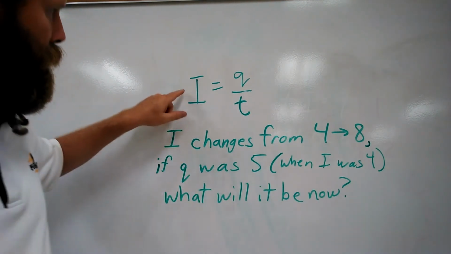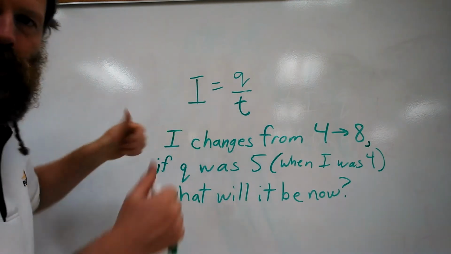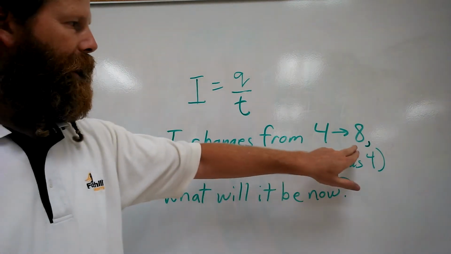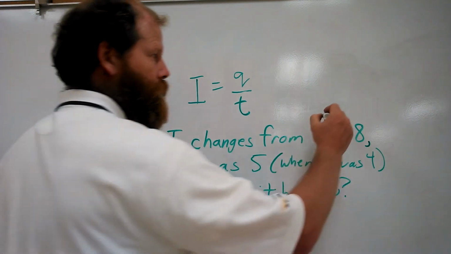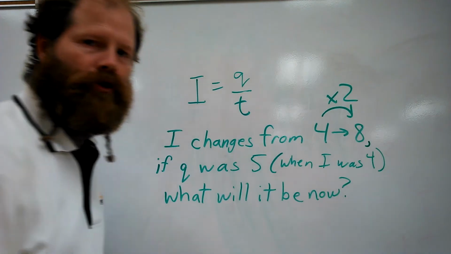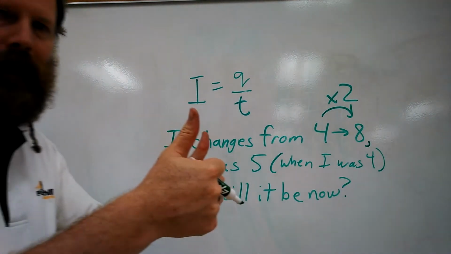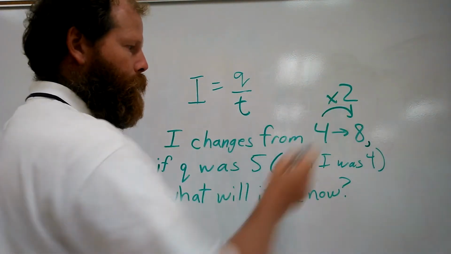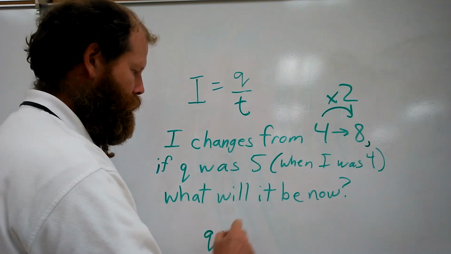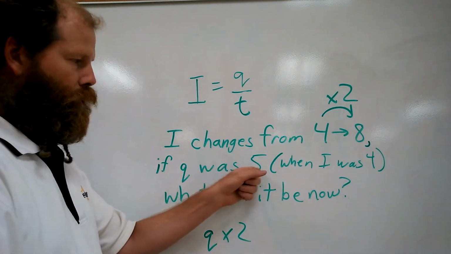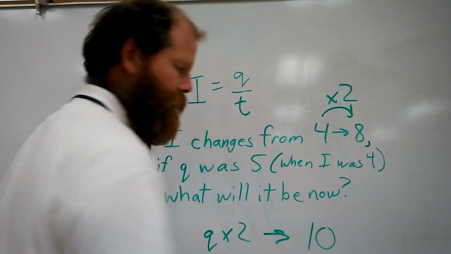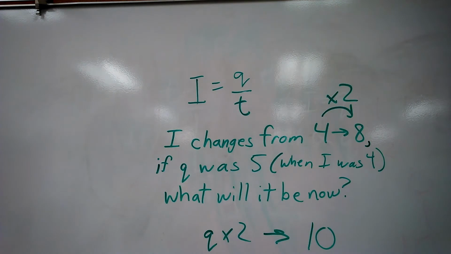Remember that we can recognize that I and Q are directly proportional. And so if I changes from 4 to 8, that means it's changing by a factor of multiplying by 2. Well, if they're directly proportional, if we multiply I by 2, then we're going to have to multiply Q times 2. Since Q was 5, that's going to lead us to an answer of 10. Q will now be 10.